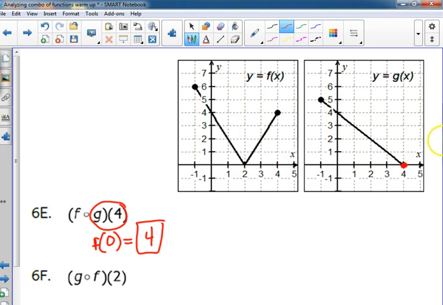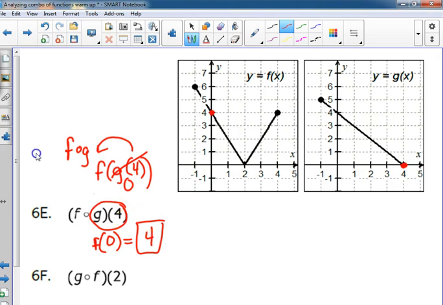Yeah, D and F were the 2 that I didn't do with you, but didn't we go back over this one? That fog thing means do G of 4 and then put that answer into F. So G of 4 is 0. And then F of 0. F of 0 is when x equals 0, so it's here. It's 4. Better?